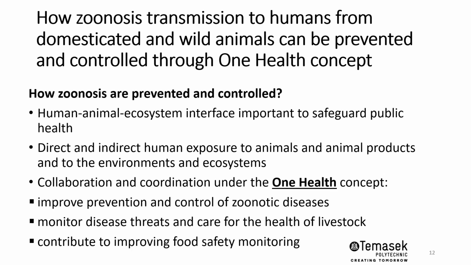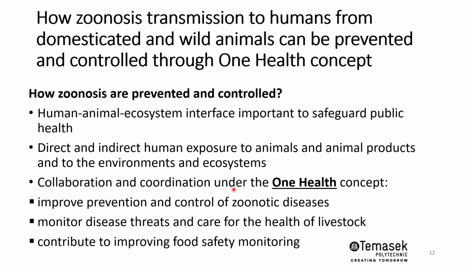So the question remains how zoonosis can be prevented and controlled. Right, so we know the human-animal ecosystem interface is very important as part of the One Health concept to safeguard our health, or the public health. So direct and indirect human exposure to animal products and to the environment and the ecosystem itself will indefinitely impact the three areas that we came to know in the earlier slides. So collaboration and coordination under the One Health concept is important because this helps to improve prevention and control of zoonotic diseases.